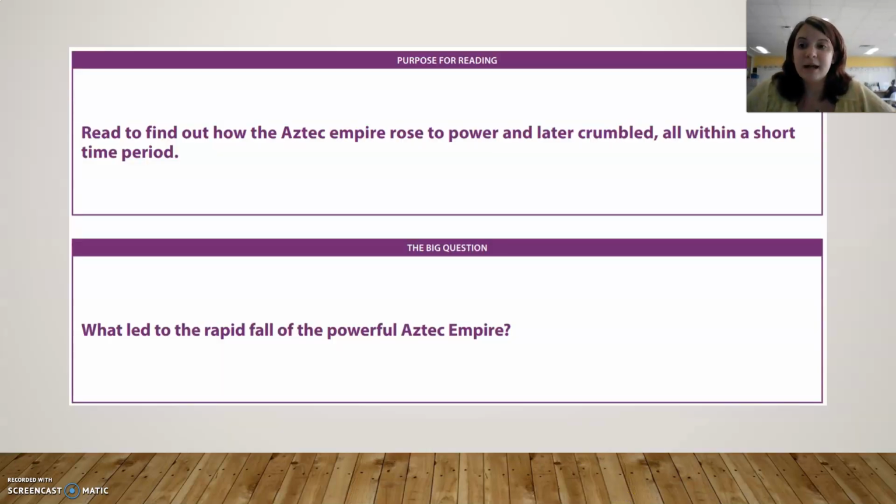Our purpose for reading today is to read to find out how the Aztec Empire rose to power and later crumbled, all within a short time period, and what led to the rapid fall of the powerful Aztec Empire.